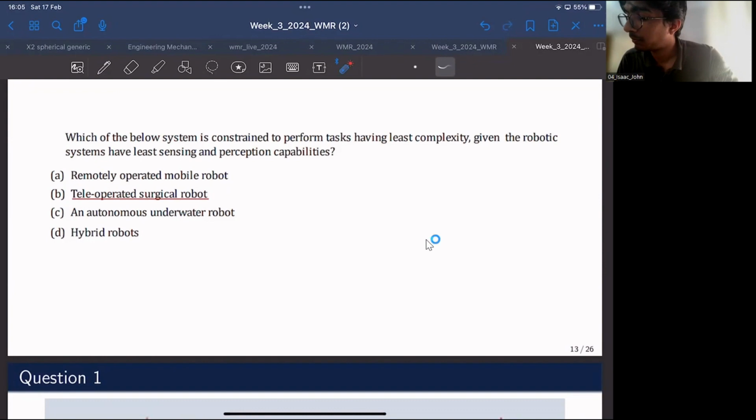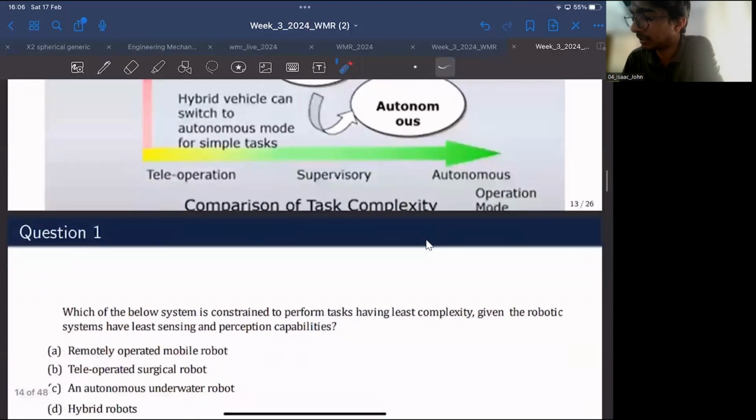that is something that has least sensing and perception capabilities, because it is fully remotely operated by an external operator. And since it is fully operated, it does not really need any sensing and perception capabilities. But a teleoperated robot may probably require some sort of sensing and perception, maybe as a fail-safe, in order for it to prevent itself from catastrophically failing due to some other failure. So we'll take a look at this answer.